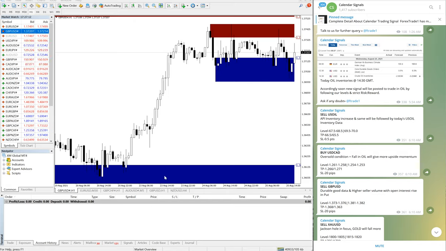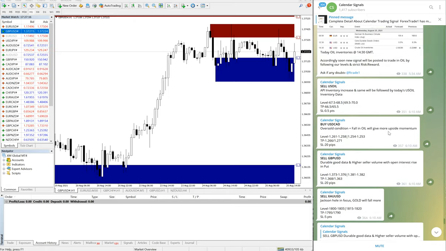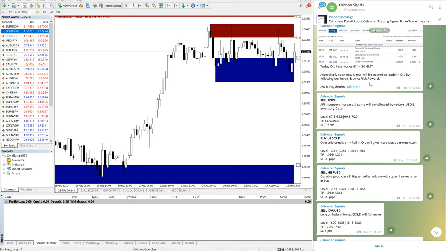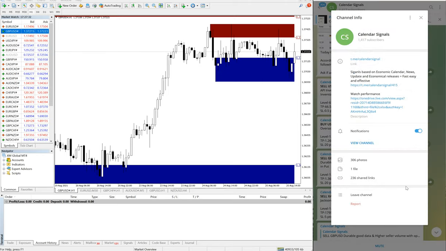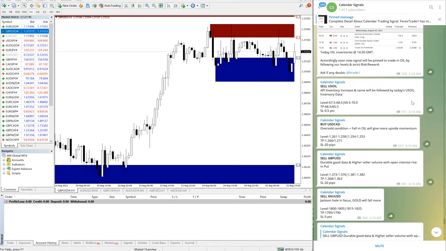Today we are going to show you the performance of our calendar signal. As you can see on the right hand side, this is our Telegram channel. This is our free channel, and this is where we are giving these signals. We will see the performance of our signals one by one. This is our free channel, t.me/calendar signal.